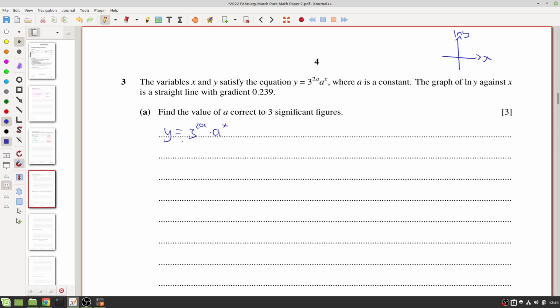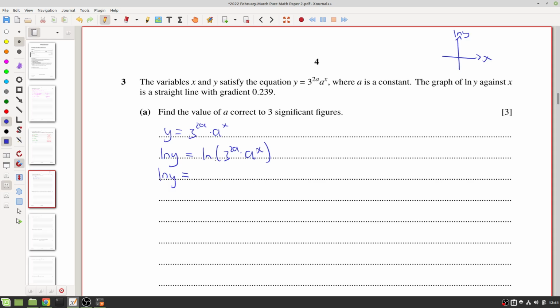So what we want to do now is convert this into the form of a straight line, the y equals mx plus c model. Let's take ln of both sides, because that's how we can get rid of the exponent parts and convert them into multiplication parts. I'm going to take ln, log base e. So ln y equals ln of 3 to the power 2a times a to the power x.